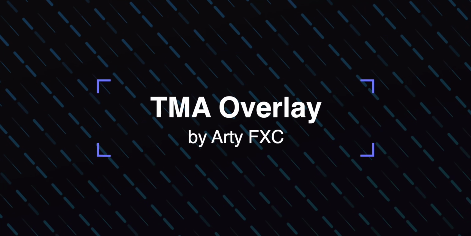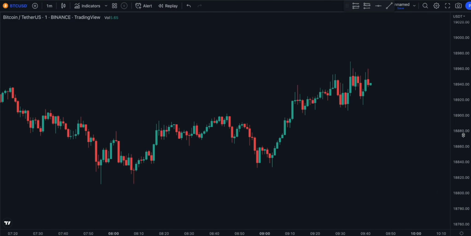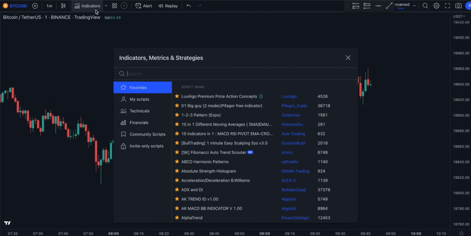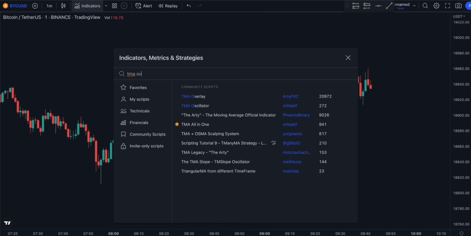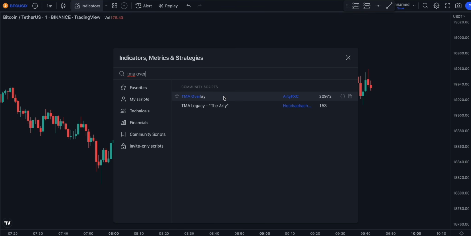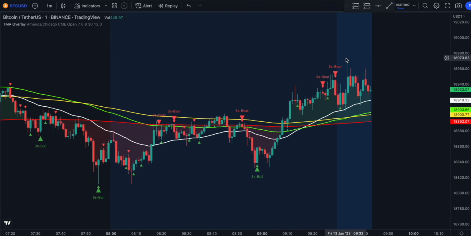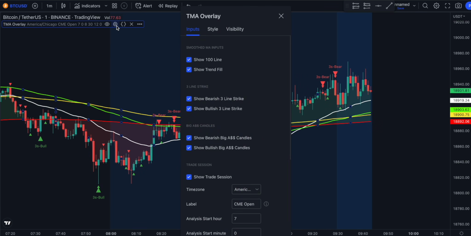So without wasting any time, let's start with the first indicator, which is called the TMA overlay. You can access this indicator by clicking the indicators button and typing in TMA overlay. The indicator you're looking for is this one created by RTFXC. Before we start using this tool, let's make some adjustments in the settings. First of all, let's disable the trade sessions and these types of candlesticks.